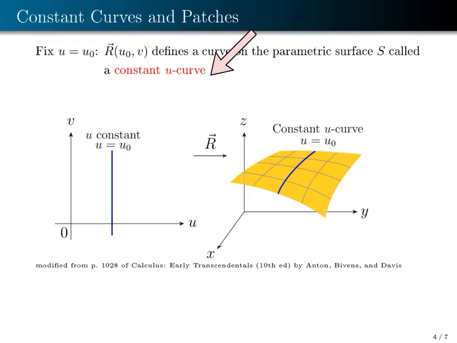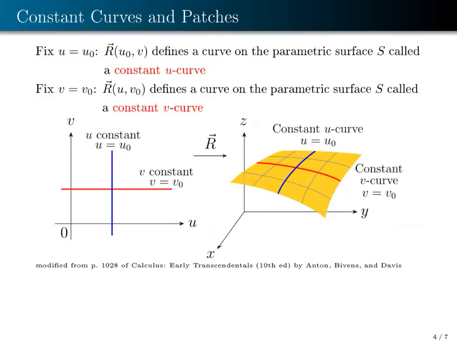a constant u curve. This is because setting u equals u0 in r of uv results in r of u0 v, which is now a vector-valued function only in one parameter v, whose graph, if you recall from Math 22, is a curve.